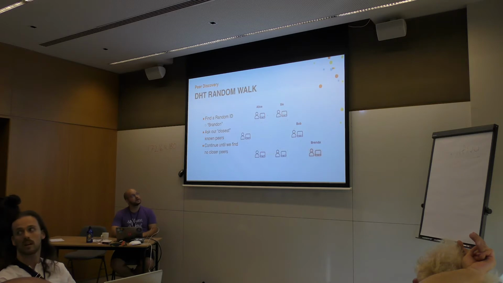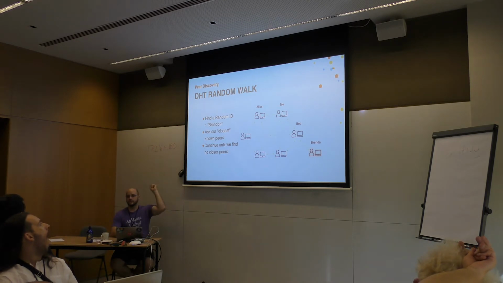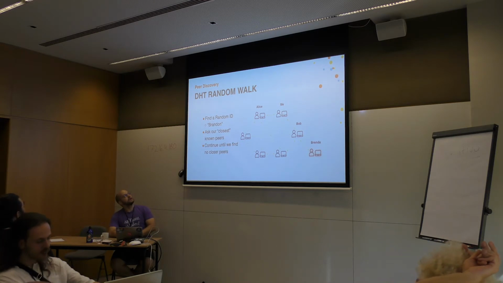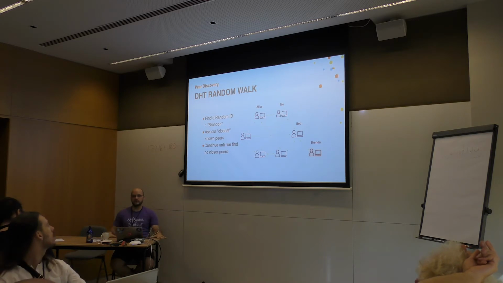So let's talk about the DHT random walk. This is a very useful discovery mechanism once you join something like the Bootstrap nodes. The way the DHT random walk works is ultimately you're going to do a query on the DHT. If you're not familiar with the DHT, it's a distributed hash table, just a big fancy key value store, basically.